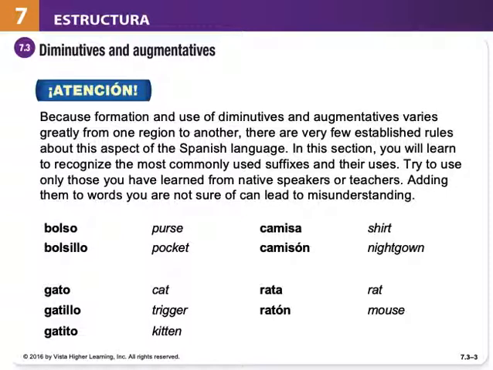Okay, some of them also change the meaning when you use the diminutive, like bolso, bolsillo, camisa, camisón, rata, ratón, gato, gatillo, gatito. So please notice this one: gato, gatillo, gatito. Even though the main root of the word is gato, gatillo means trigger, not little cat, and gatito means kitten.